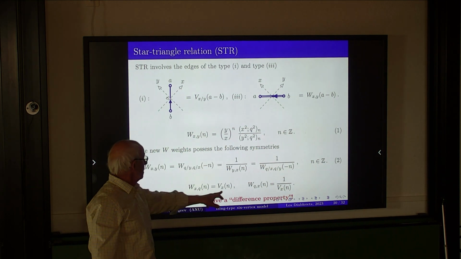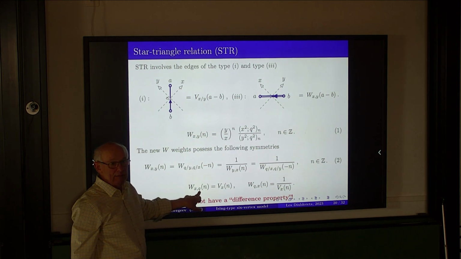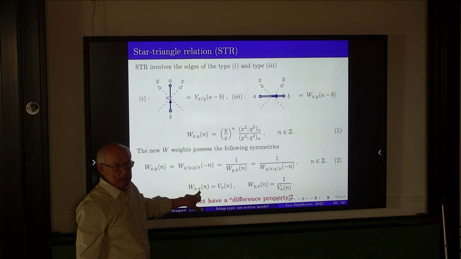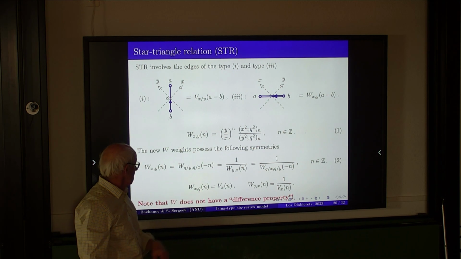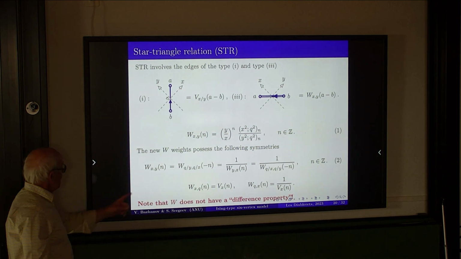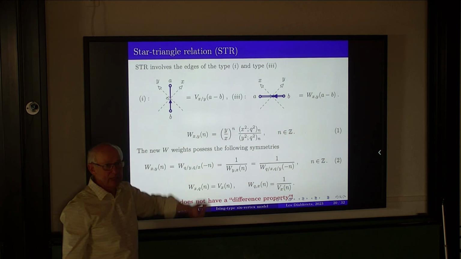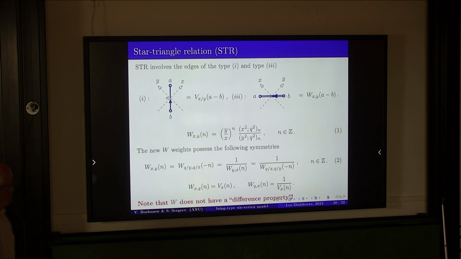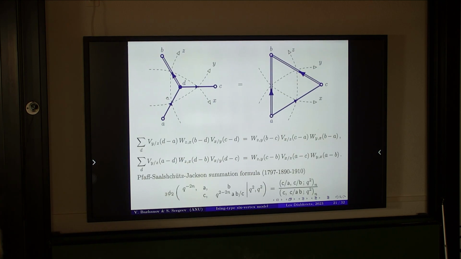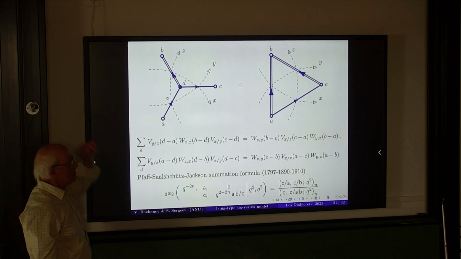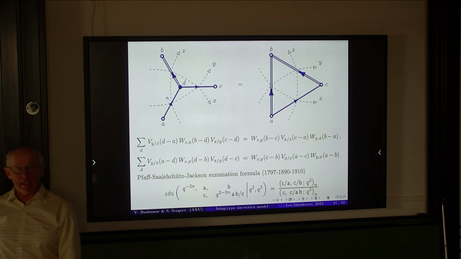So V is when we put q instead of y, the previous one. And this weight doesn't have the difference property. Right? So what we have, this weight satisfies the star-triangle relation.